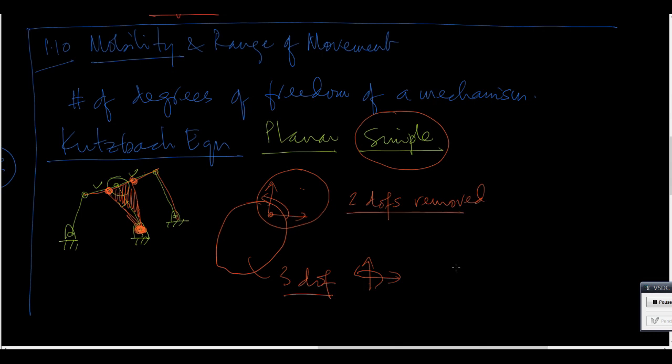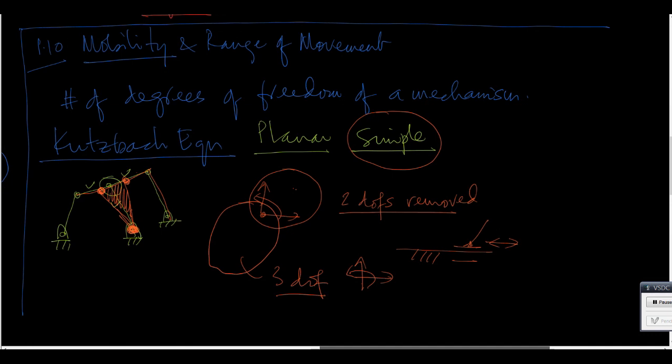Okay, now when you take a prismatic body, something very similar happens. Suppose I have this link which is fixed, on that I have a slider. What can this slider do? It can only move in this direction. That means it has 1 degree of freedom left, 2 degrees of freedom are removed.